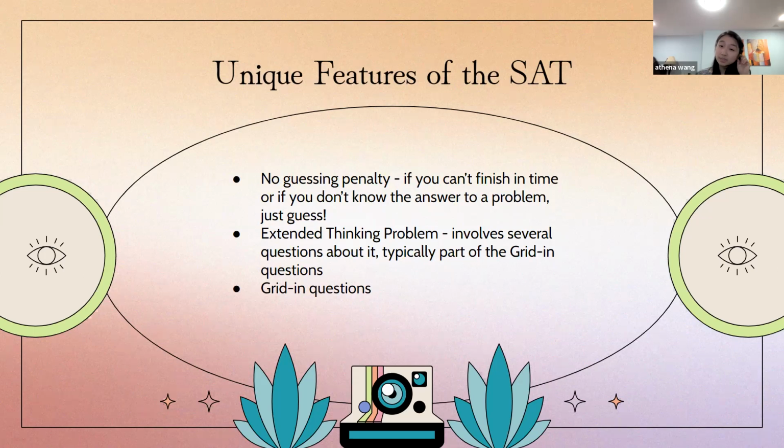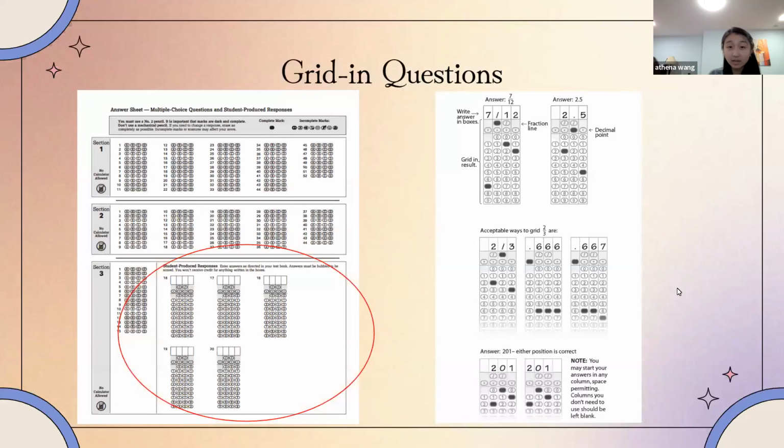And they're typically part of the grid-in questions just because it's supposed to be harder. These extended thinking problems are a lot of application to real life, because the SAT really tries to feature that in their problems. And then, of course, there are the grid-in questions. So I'm going to go more in detail about these grid-in questions.